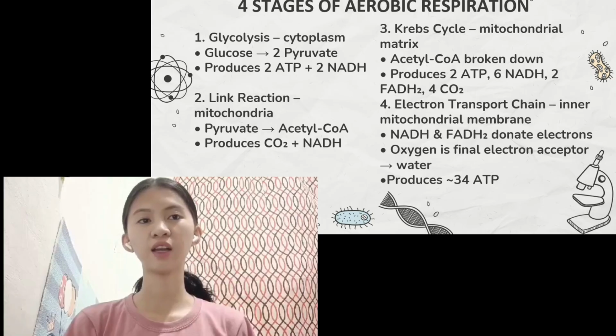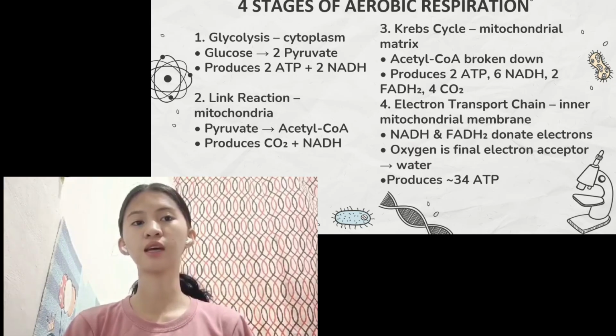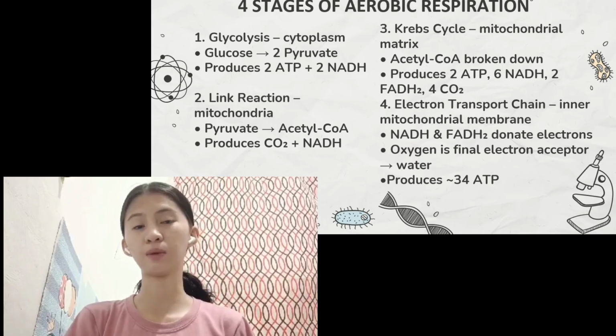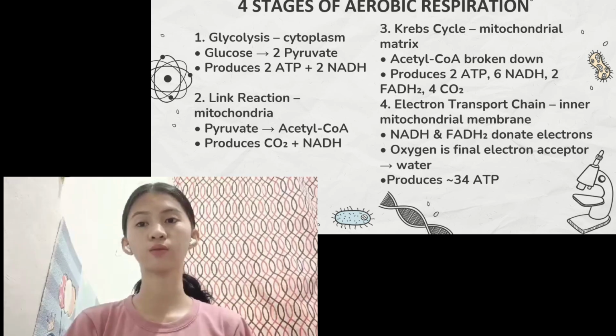Last, we have the electron transport chain, which happens in the inner membrane of the mitochondria. This stage uses the high-energy electrons to produce the majority of ATP, while oxygen acts as the final electron acceptor to form water.